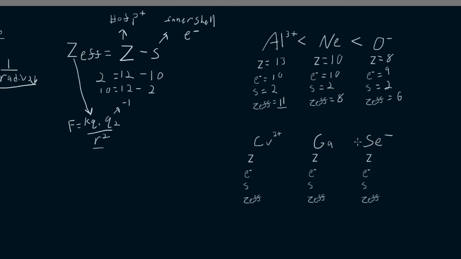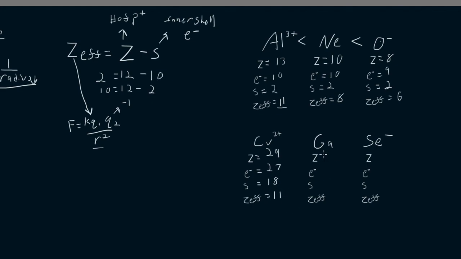How about copper 2+, gallium, and selenium minus? Copper 2+, copper is going to have 29 protons. At 2+, it's going to have 27 electrons. And so where S, if I look at the previous noble gas, it's going to be argon at 18. So 29 minus 18, it's going to be 11.